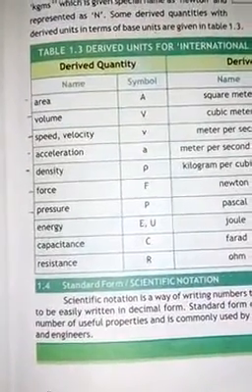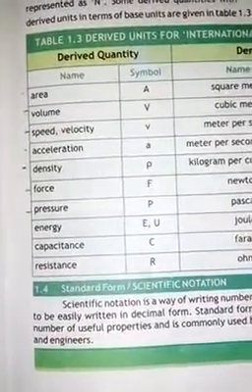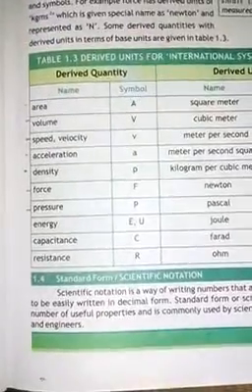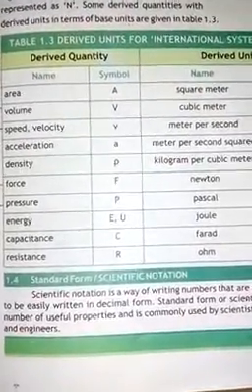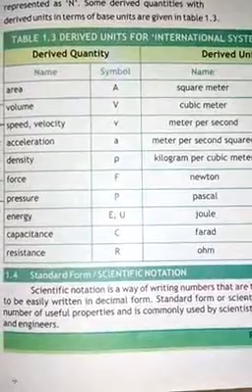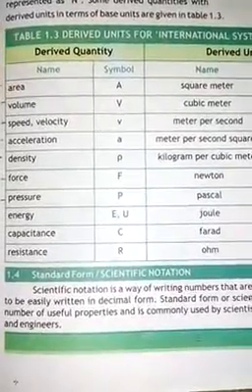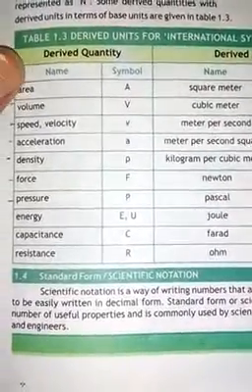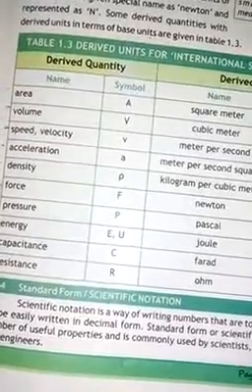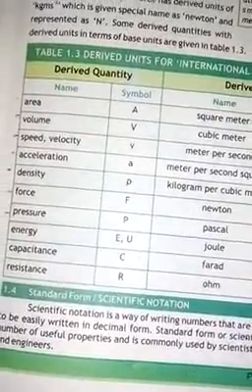Bismillahirrahmanirrahim. Today our topic is article number 1.4, standard form or scientific notation. Scientific notation is a method in which we can show very large numbers or very small numbers in terms of power of 10.